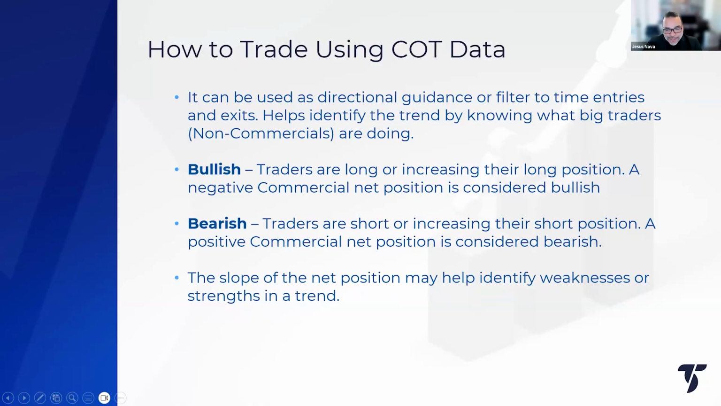Also, the slope of the net position may help identify weakness or strength in a trend. A lot of times it's not really about the value that gets reported, it's the direction that line is headed. So it's very interesting how we can look at the historical values of COT and see if the values are increasing or decreasing. Are traders becoming more bullish or less bullish, or more bearish or less bearish?